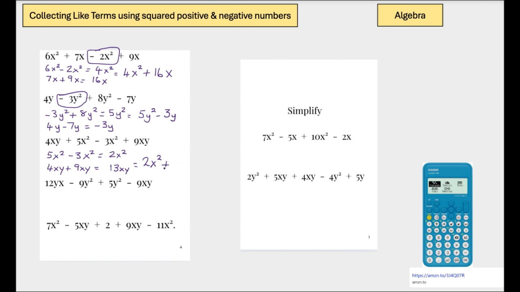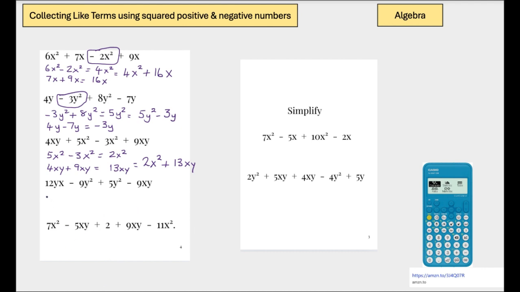plus 13xy. There you go. Nice and tidy now, isn't it? We've collected the like terms and we've simplified it down. It's very nice. So we go on to the next one.